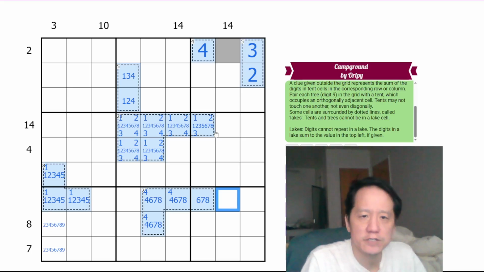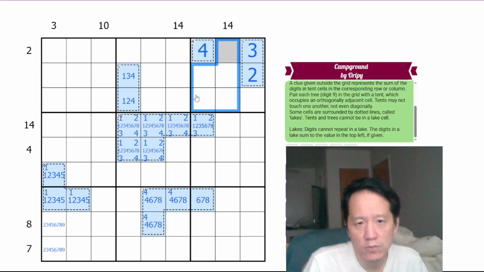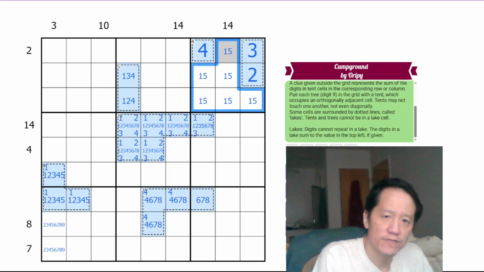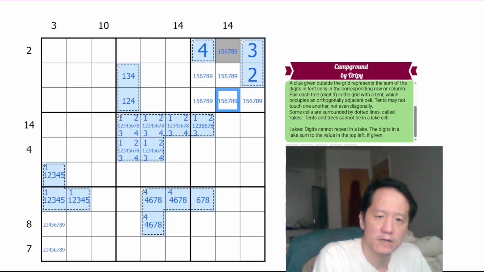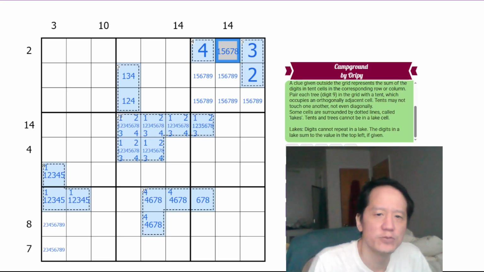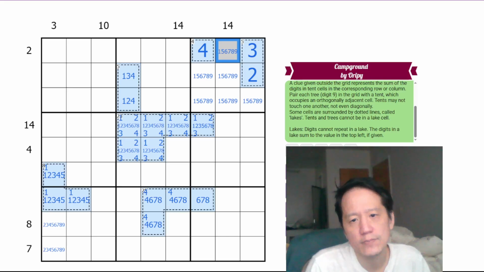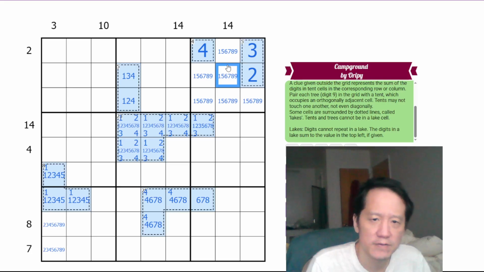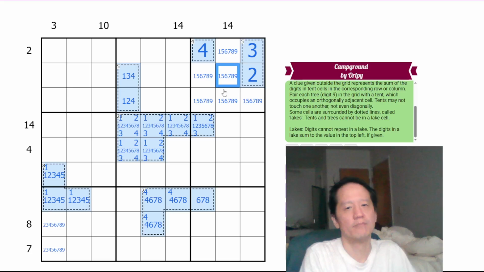The remaining digits are here, right? So there are 1, 5, 6, 7, 8, and 9. This can't be a 9, though, because it can't be a tree. Actually, this could be a tree. Hmm. It cannot be a tent. So I don't know what we make that then. It could be a tree, though, because it could be a tree down to here.